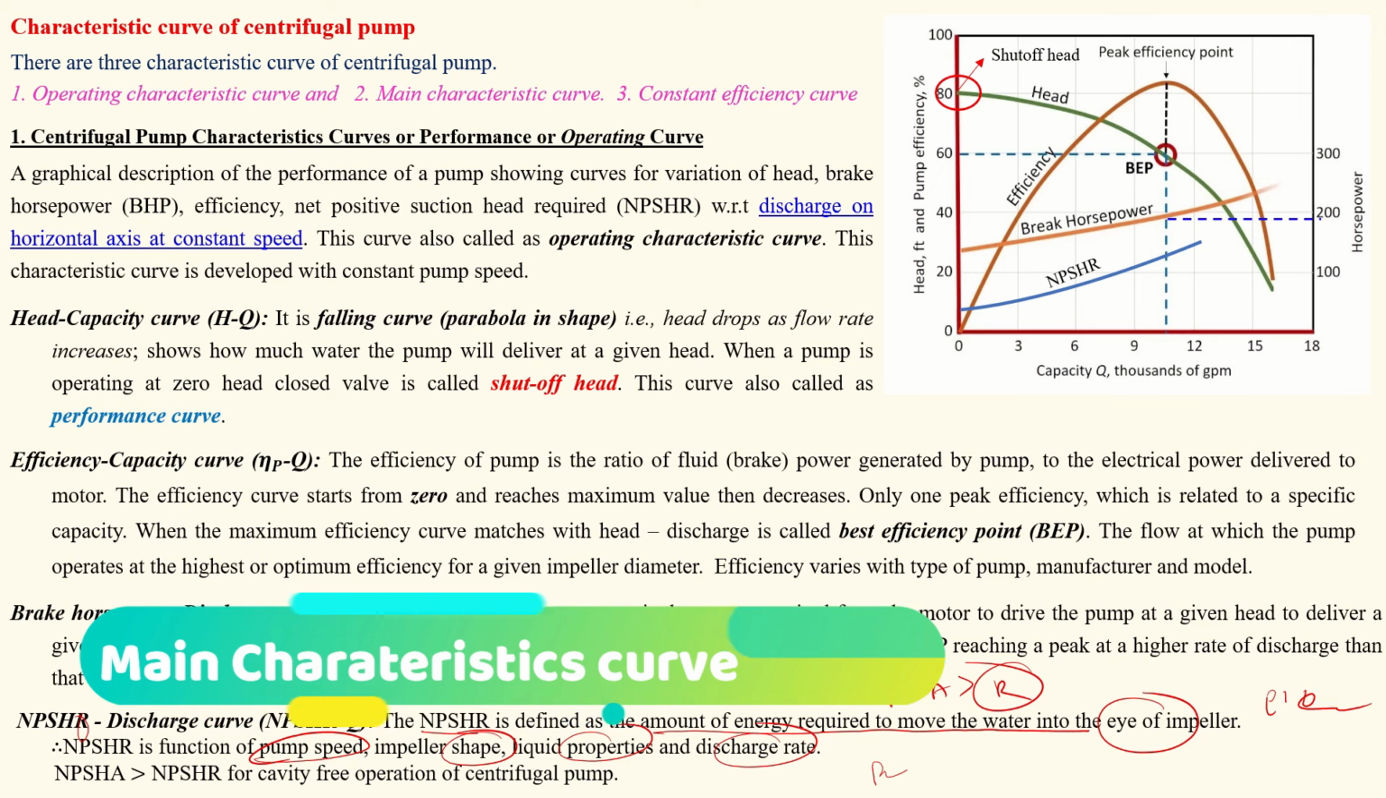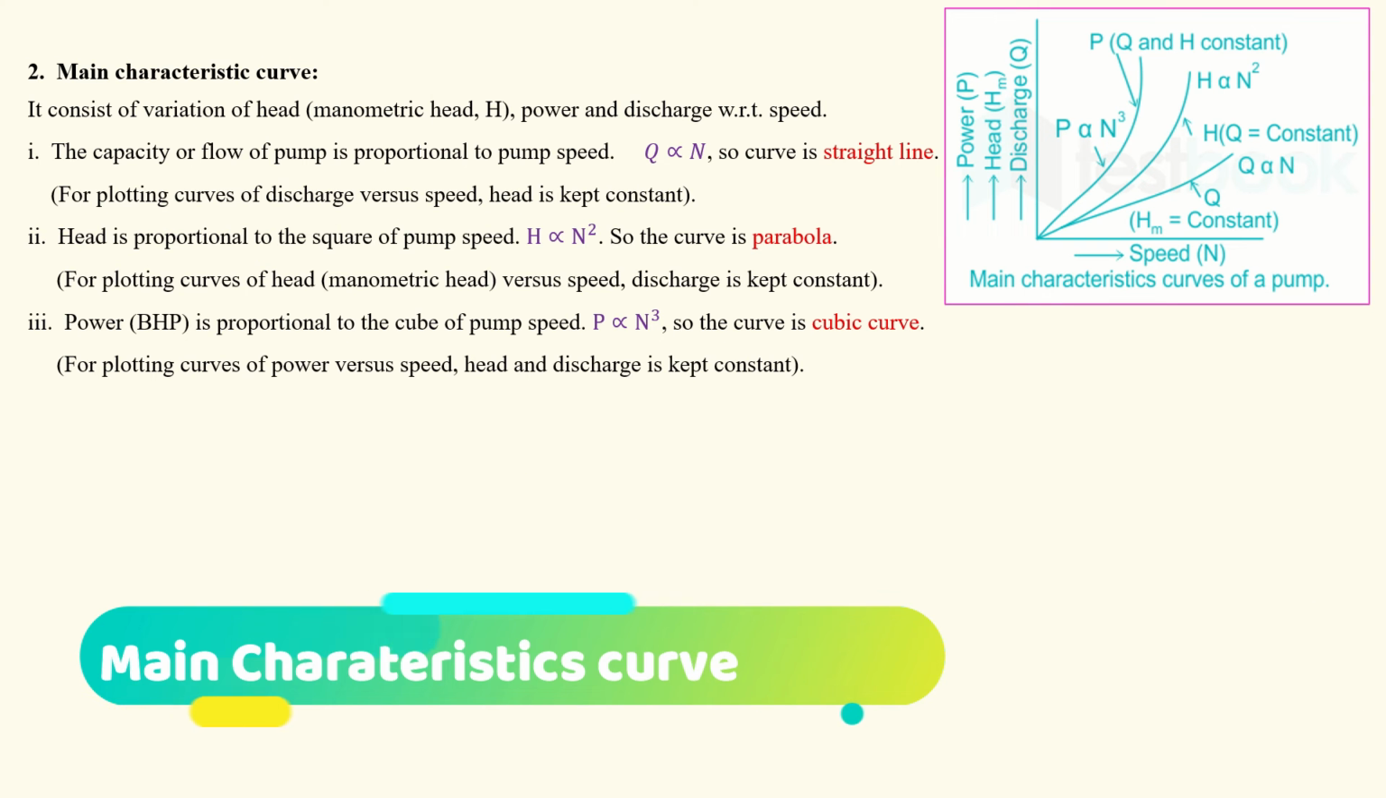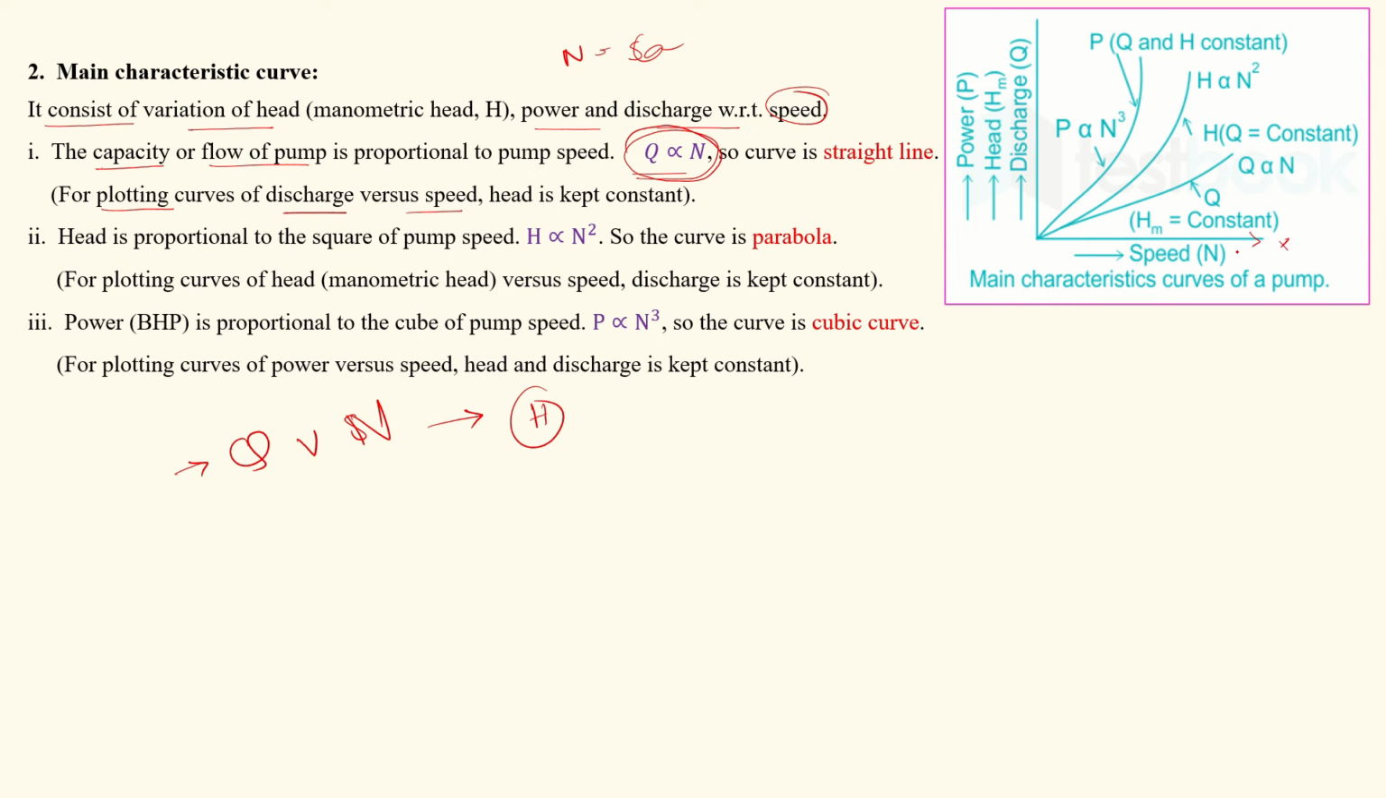Now next one is the main characteristics curve of your centrifugal pump. On the x-axis is N, the speed of the pump. On the y-axis, we will take the power, head and discharge. So we will draw the relation between power, discharge and head. In this condition Q is directly proportional to N, so this comes to a straight line. Next, the head is proportional to the square of your pump speed. That curve we call a parabola.